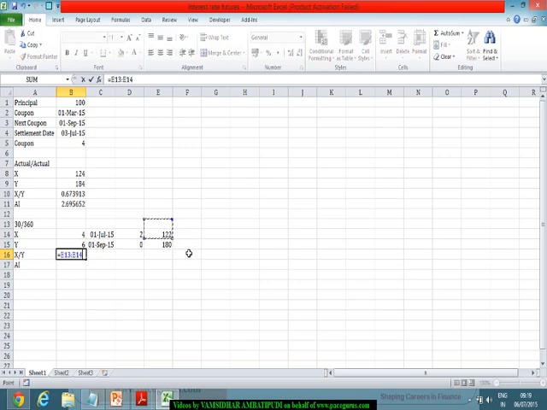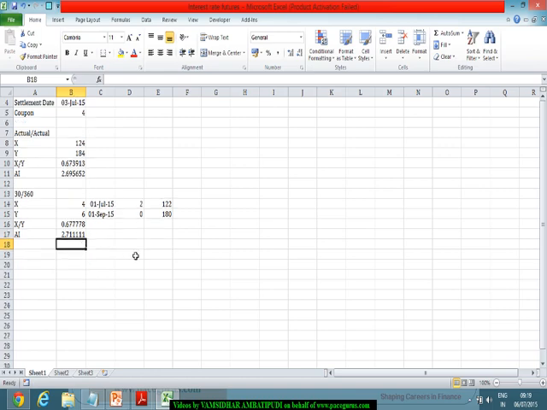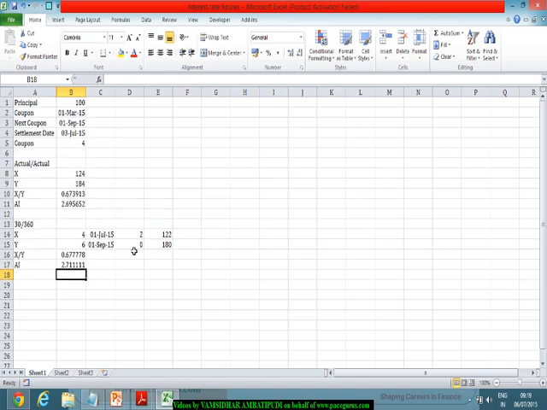Now X by Y is 122 divided by 180, giving me 0.67, and that is the input for computing my accrued interest. Using this mechanism, my accrued interest is 2.71, slightly higher in this example compared to the actual by actual case.